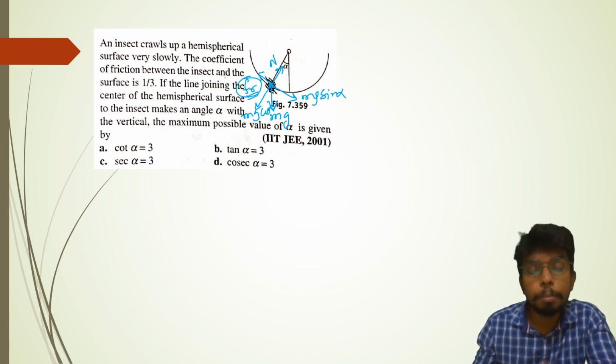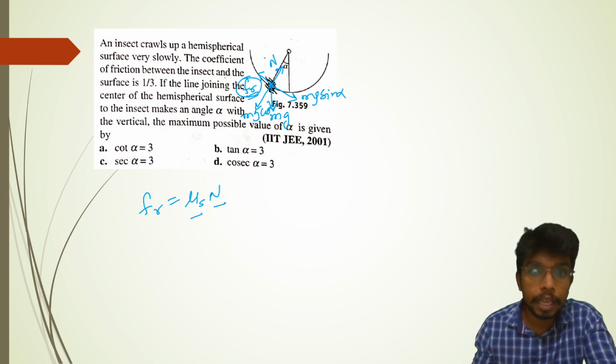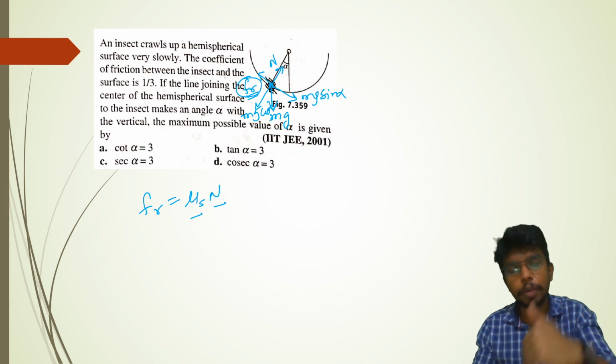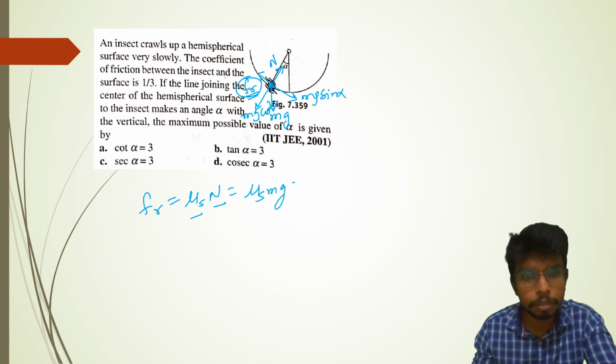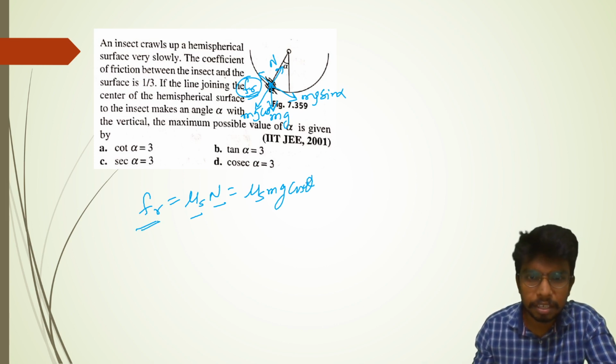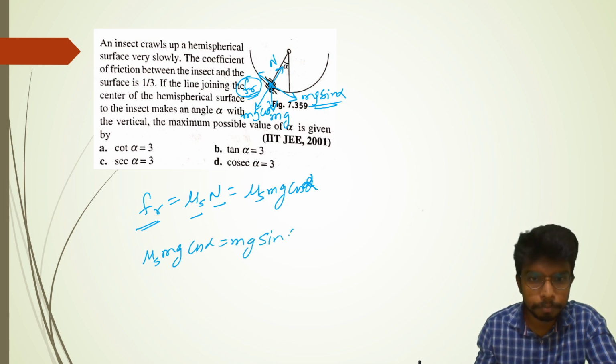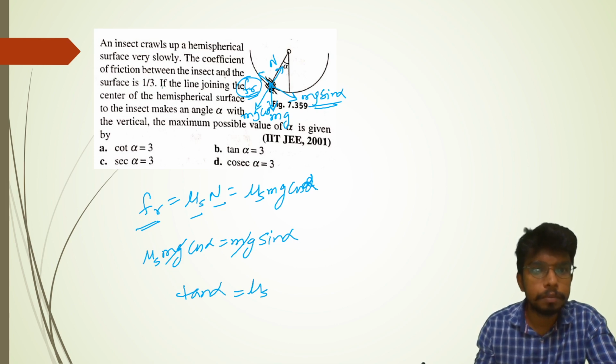Now this friction will be maximum when it is equal to mu s N. Mu s is the coefficient of static friction times N. And because there is no vertical motion, N is going to balance mg cos alpha. So I can simply say it is going to be mu s mg cos alpha. This is the maximum frictional force, and it should balance out mg sin alpha. So mu s mg cos alpha should balance out mg sin alpha. Mg would get cancelled out. I'm going to get tan alpha equals mu s, which is 1/3, as the question says. So tan alpha is going to be 1/3, the maximum possible value.